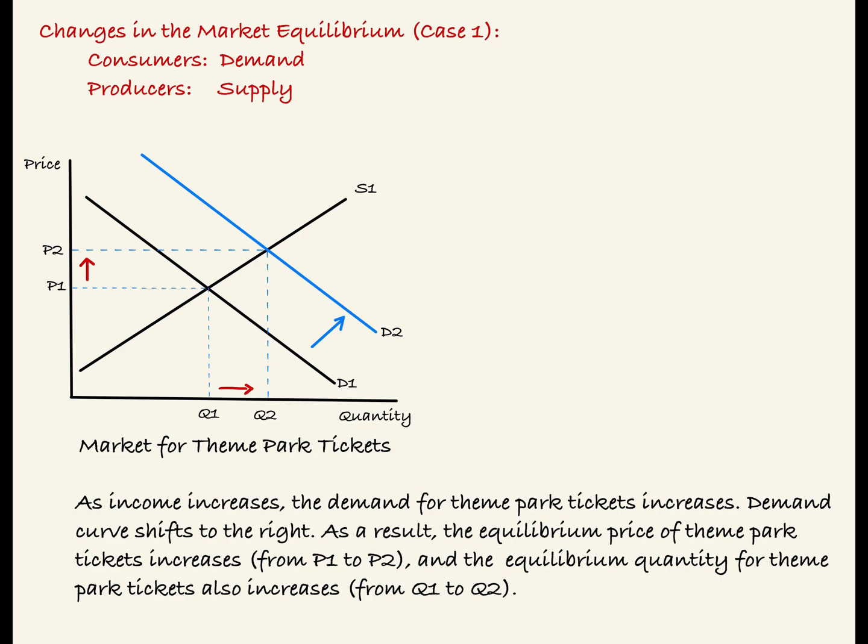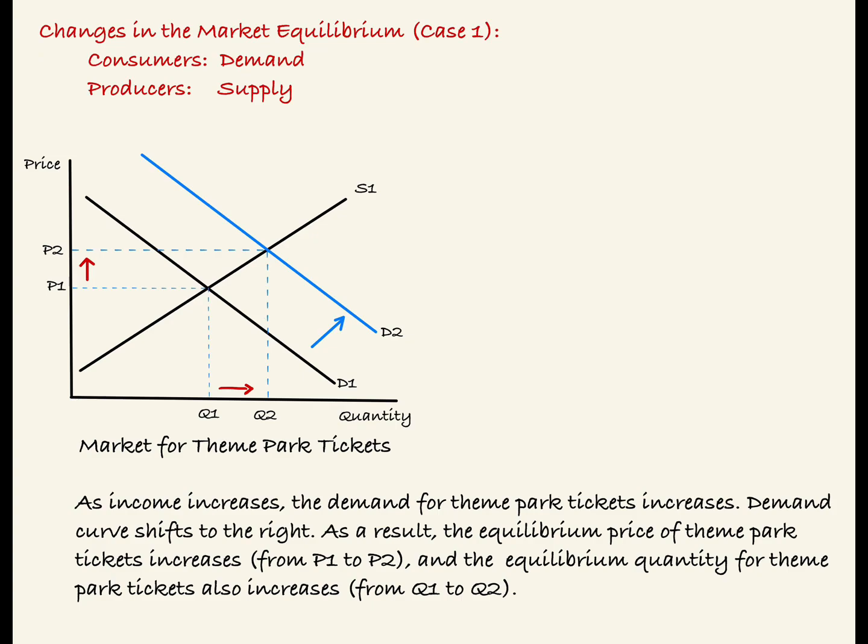Let's discuss some changes in the market equilibrium. This will be our first case. Again, we have consumers who demand the goods and services and producers who supply the goods and services. Now let's take a look at our example, the market for theme park tickets. D1 is the original demand curve and S1 is the original supply curve.